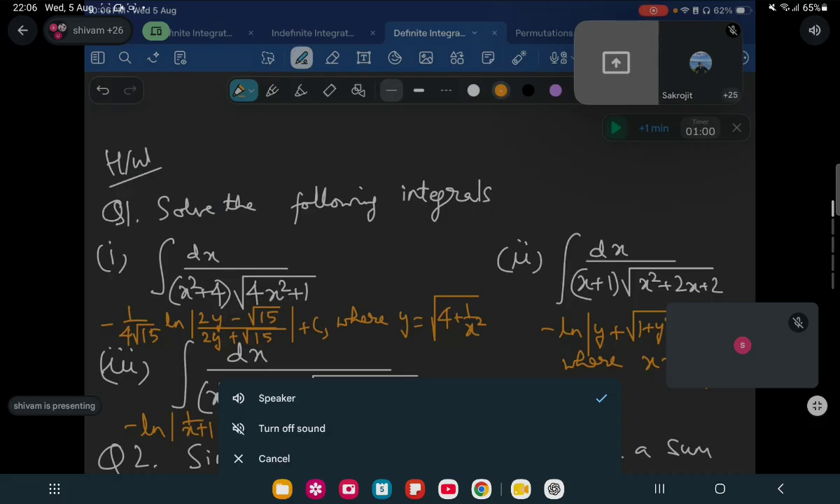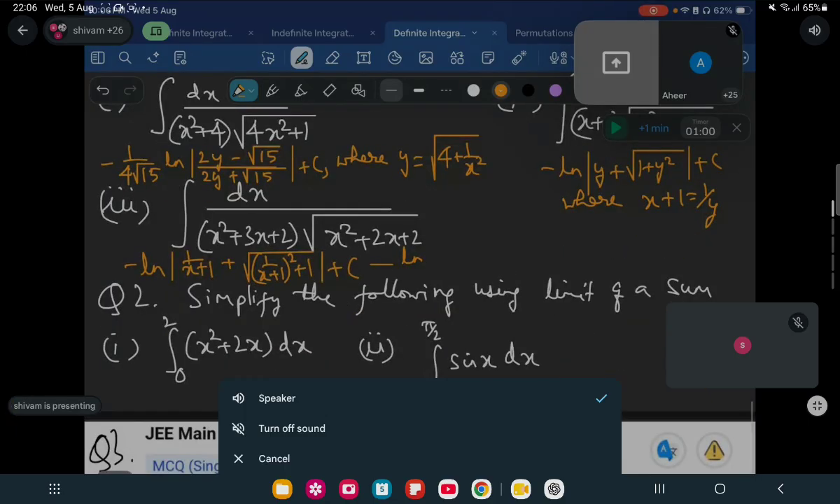Sir, minus ln by 2 root 2 into ln root 2 t minus 1 by root 2 plus root 2. Anyways, leave it. If anyone has any doubt, let me know. Part 3. Next, number 2.